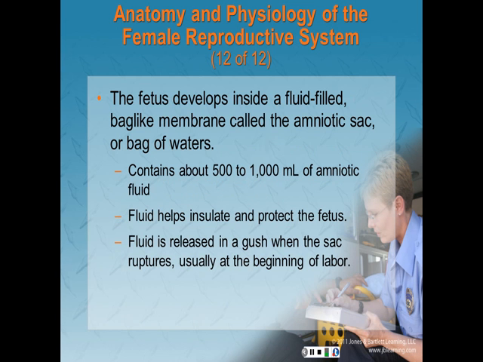The fetus develops inside a fluid-filled bag-like membrane called the amniotic sac, or more commonly referred to as the bag of waters. The sac contains between 500 to 1,000 milliliters of amniotic fluid, which helps insulate and protect the floating fetus. It is released in a gush when the sac ruptures, usually at the beginning of labor.